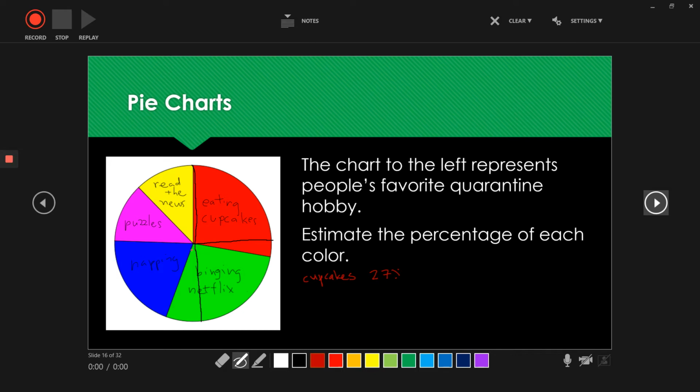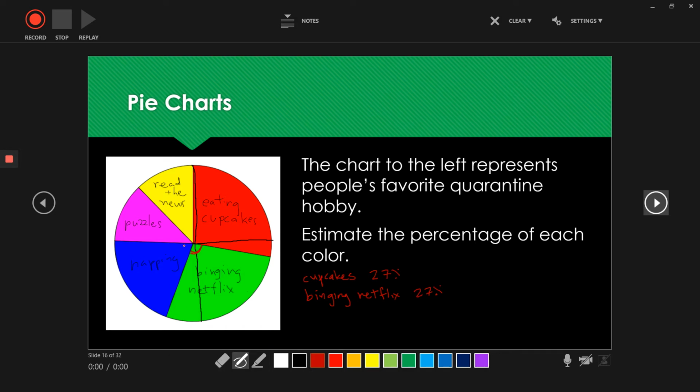Now binging Netflix. So you can look at this and say, how close? That looks like it's a little bit wider than a 90-degree angle to me. Also a little bit more than 25%. So we could make Netflix also 27%. They look about the same to me.